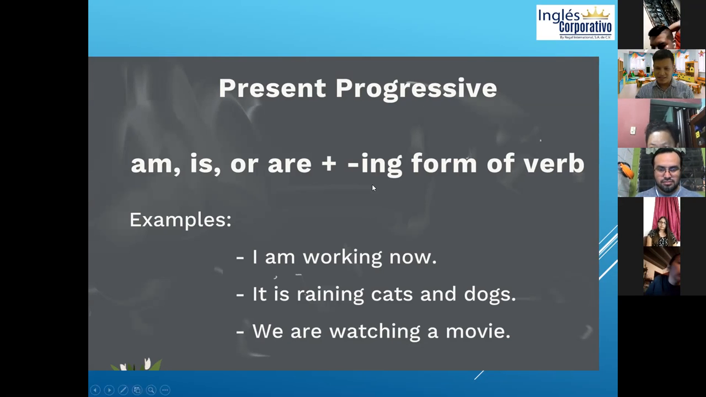Okay, muy bien, nice. ¿Qué se usa para periodos cortos? Okay, I'm sorry, Jose. Que se usa para periodos cortos. Okay, yeah, para periodos cortos, okay, nice. Es el present progressive. Acá lo utilizamos para periodos cortos. I am working now, for example. Estoy trabajando ahorita from 8 to 10, desde las 8 hasta las 10. Es un periodo corto del día. But I'm doing the action, right? Okay, this is present progressive.